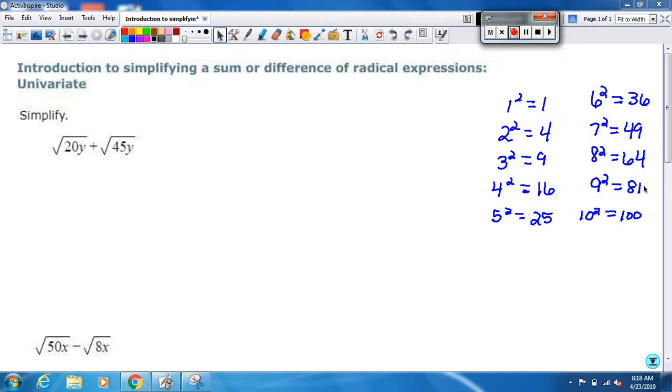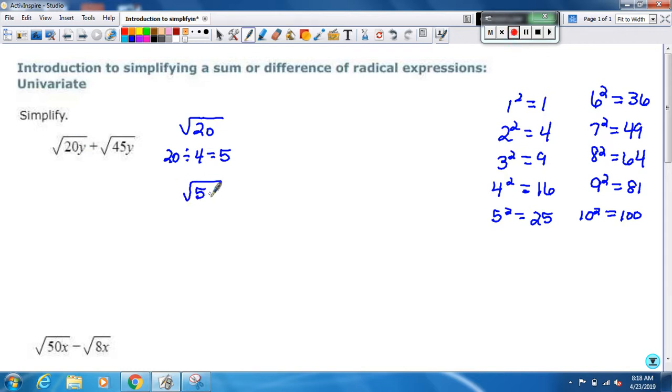The first thing you need to do is simplify each radical separately. So the square root of 20, you want to divide by the largest number, this number. So 20 divided by 4 is the largest number. 20 divided by 4 is 5. So that number that you get after you divide goes under the radical.